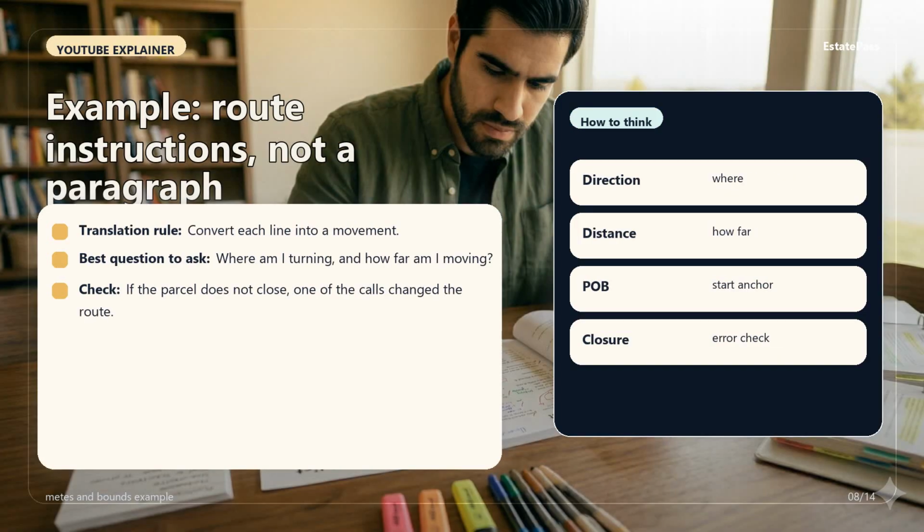So if you see a legal description that says begin at the oak marker, then go north 45 degrees east 120 feet, then south a certain distance, do not treat it like a paragraph to memorize. Treat it like route instructions. If the path does not close, reread the wording that changed the turn or the length.